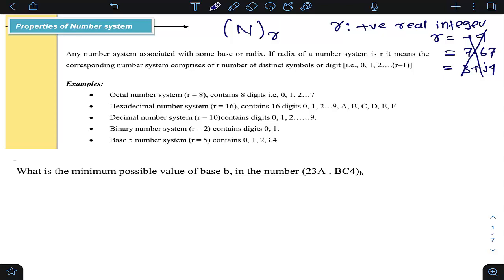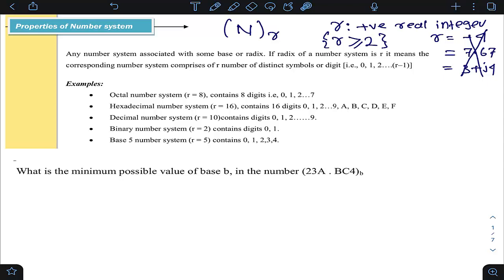Secondly, generally, the r value starts from 2 onwards. Although it can be argued why r cannot be 0 or 1, I'll come to the reason for that after some time. But generally, in most of the practical cases, the minimum value of radix or base is at least 2. So depending on this radix value, we have different number systems.